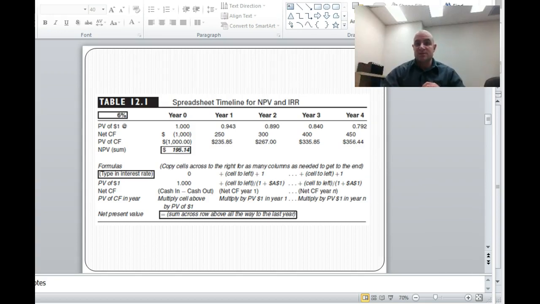some expectations. It's going to cost $100,000 to start up the office. That's in year 0. And then in year 1, you expect from opening that office to be $250. In year 2, $300. In year 3, $400. In year 4, $450.